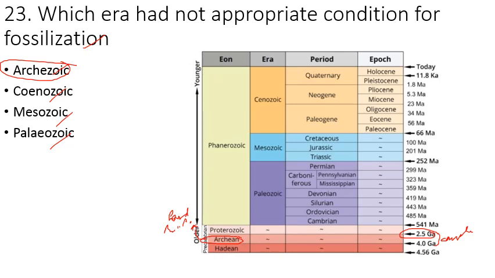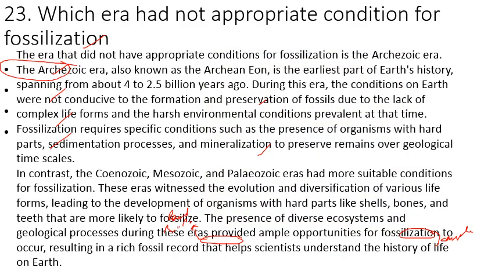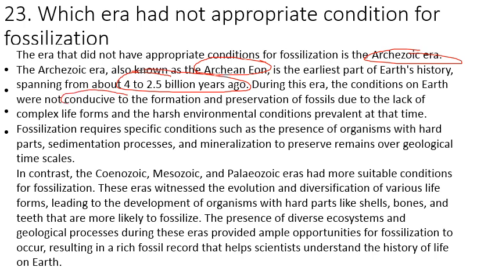In contrast to this, we have different time periods after that, like we have Paleozoic era, then we have Mesozoic era and Cenozoic era. In all these eras we have organisms which have complex symmetries, complex structures that can form fossils. So the era that did not have appropriate condition for fossilization is the Archeozoic era. This is also known as Archean Eon. It is the earliest part of Earth's history, spanning from about 4 to 2.5 billion years ago.